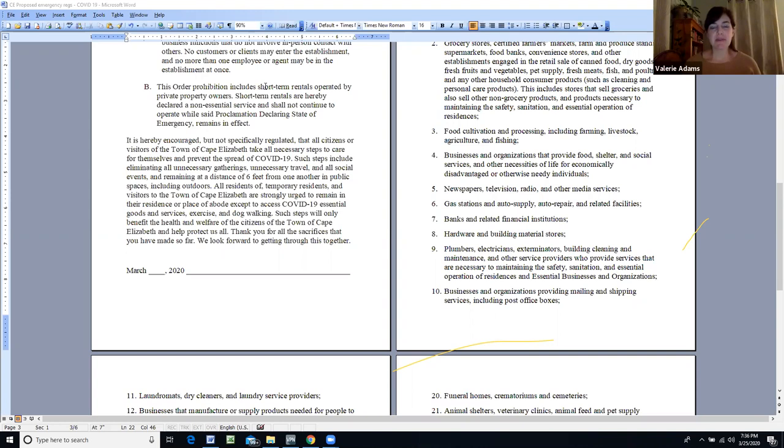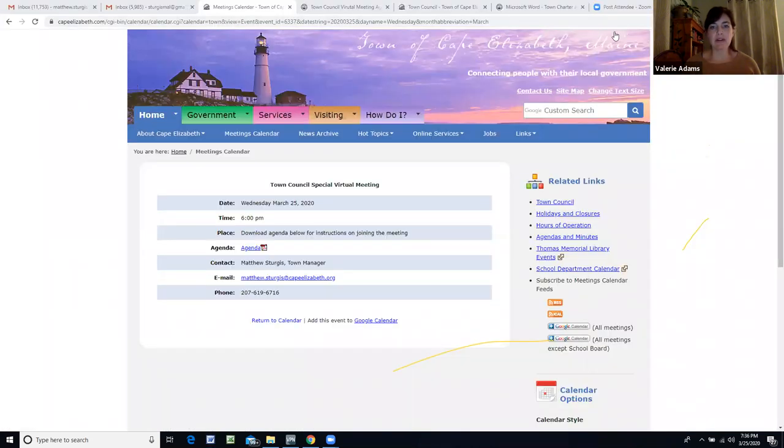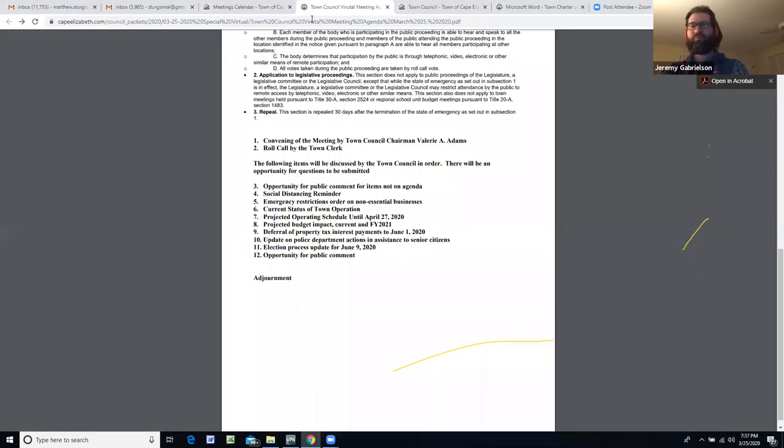Okay. So then the next motion would be to accept or to enact the order as amended. So moved. Second. Any further discussion on this item? Deb, if you could please call the vote. Councilor Devereaux? Yes. Councilor Gabrielson? Yes. Councilor Garvin? Nay. Councilor Caitlin Jordan? Yes. Councilor Penelope Jordan? Yes. Councilor Straw? Yes. Chairman Adams? Yes. The motion as amended passes 6 yay, 1 nay.